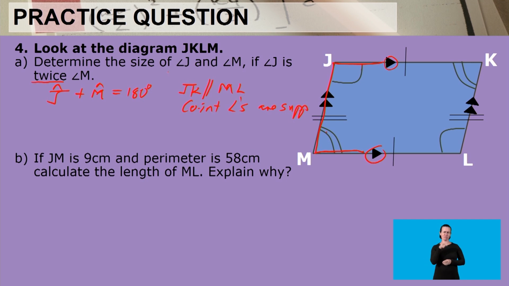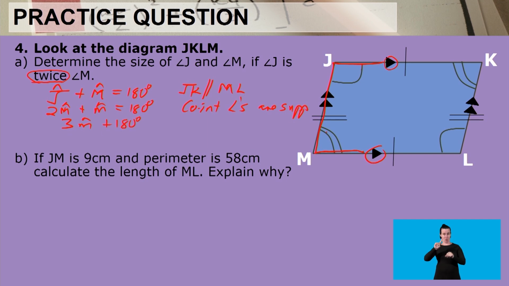It says angle J is twice angle M. So in the place of J, we can actually use 2 times M, which is 2 angle M plus angle M equals 180 degrees. So now I have 2M plus M, which would mean 3M equals 180 degrees.